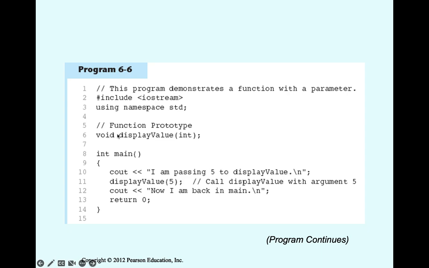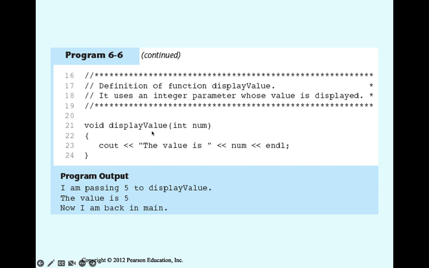Let's take an example. Here I make a prototype: void displayValue(int). So I write what it accepts: it accepts one integer. This is the prototype. Then I print something, and then I call this function and give it 5. So this 5 is called the argument. Now let's see the function definition.